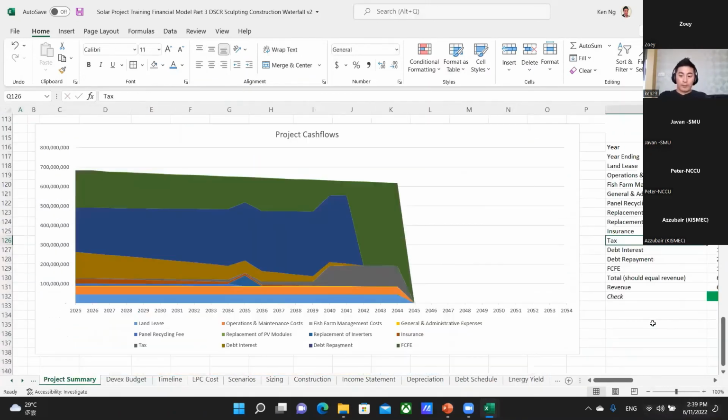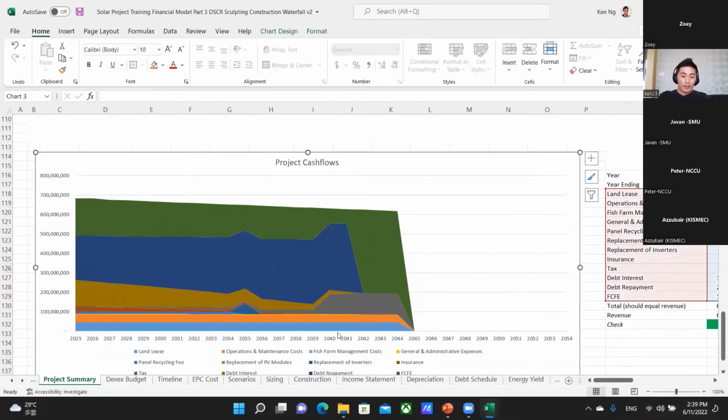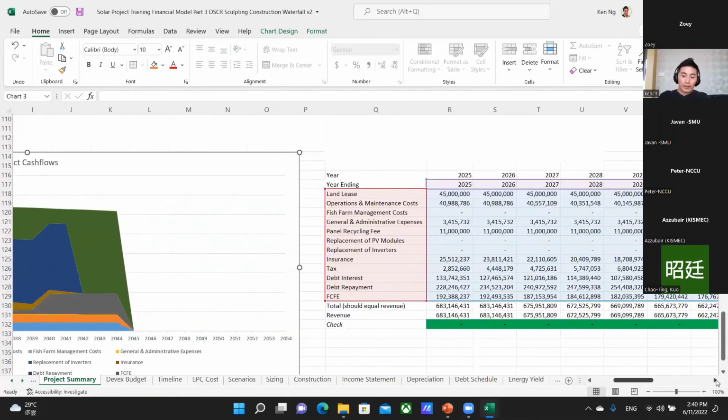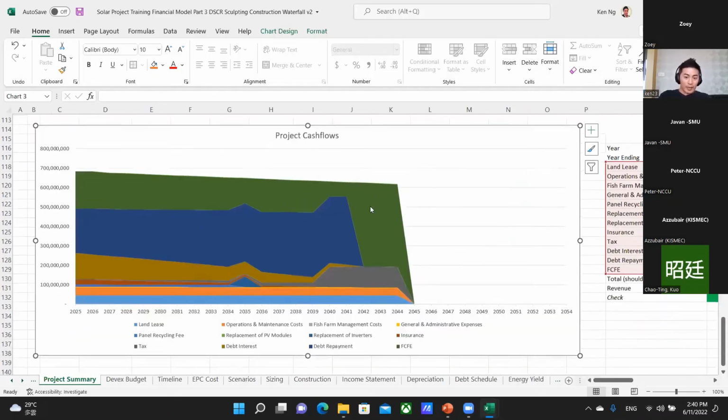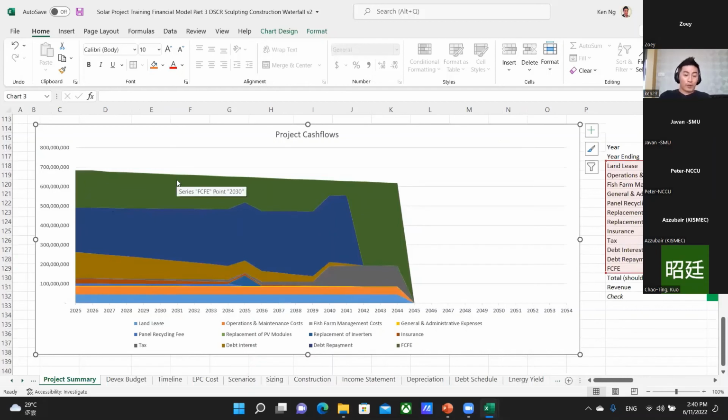So this cash flow waterfall chart is basically a stacked area chart, and it's linking through to this data here. And this data here is basically pulling out every cash outflow in your financial model, whether it's land lease payments or taxes or interest payments to the banks, repayments to the banks, or the dividends to shareholders. So for every year, you basically work out how much is paid out under each of these categories. And you can do a stacked area chart. And this gives you a snapshot of what's going on in the project.